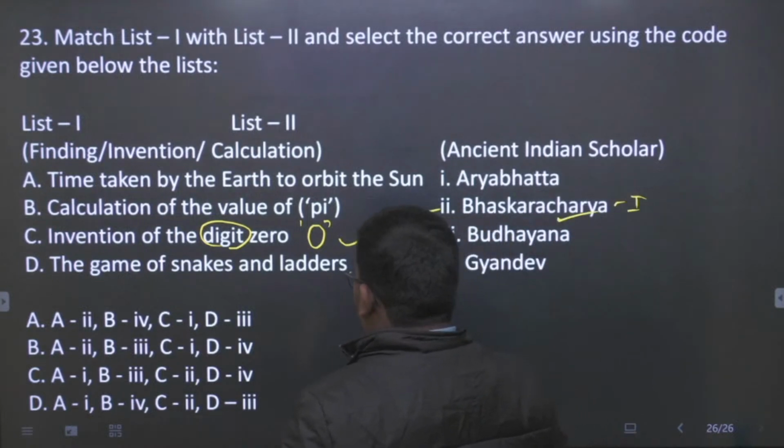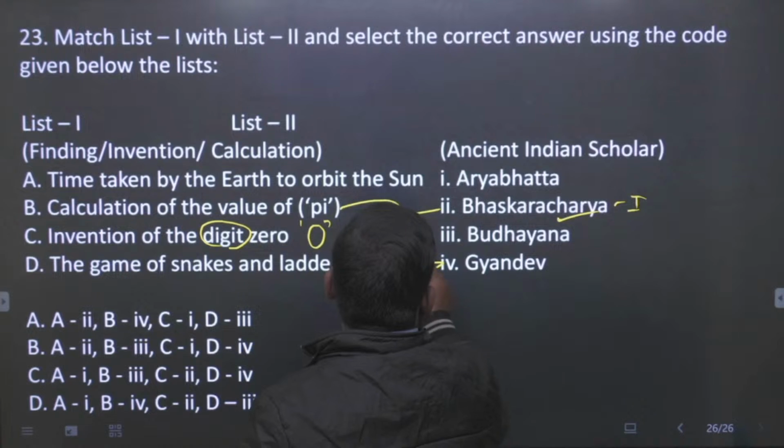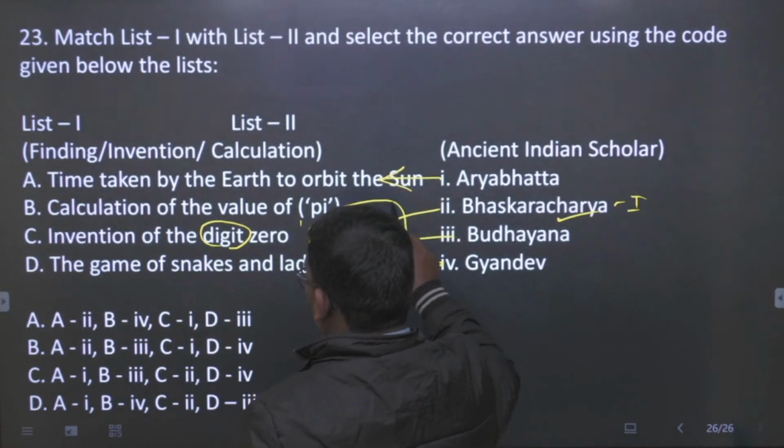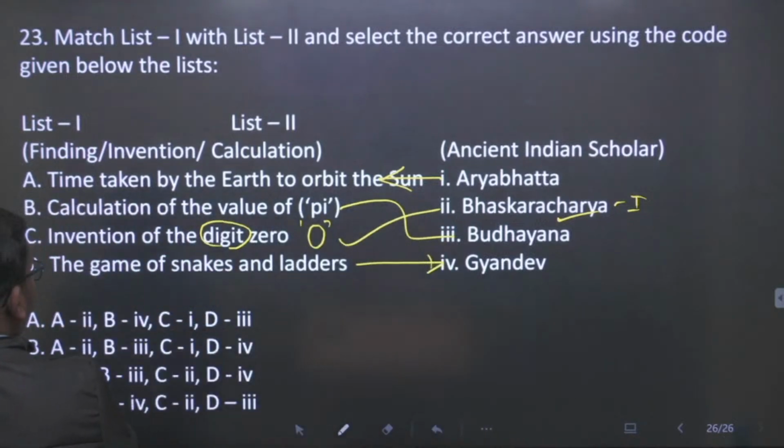Okay. The other option is Gyandev. Then the calculation of pi is done by Baudhayana. What did Aryabhata do? This one, right? So A will go to 1, then B to 3, C to 2. Yes, so C will be the answer of this question.